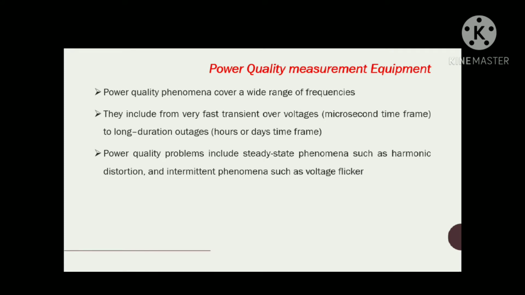So it is clear that power quality phenomena cover a wide range of frequencies. They include everything from very fast transient overvoltages, in the range of microseconds, to long duration outages in the range of hours or days. Power quality problems also include steady state phenomena such as harmonic distortion and intermittent phenomena such as voltage flicker.